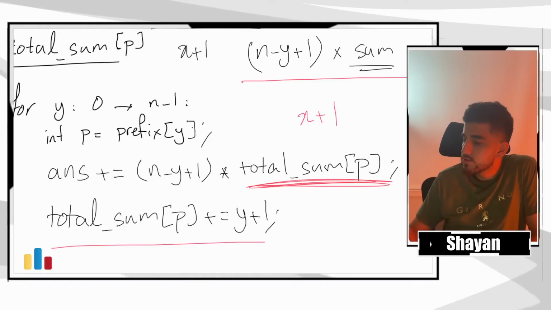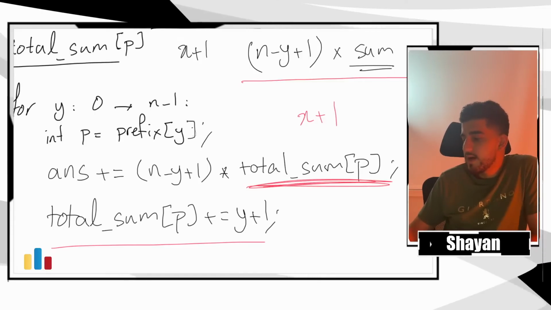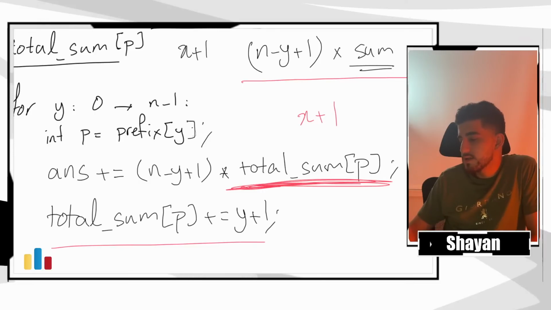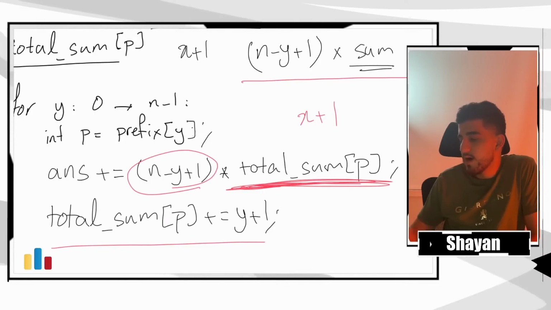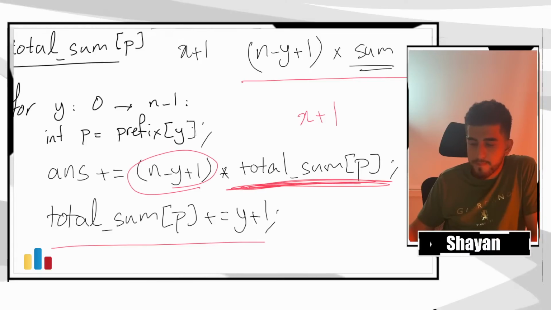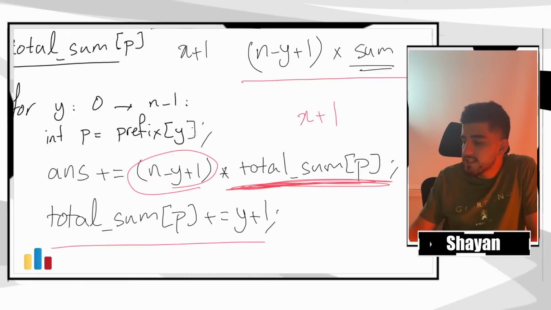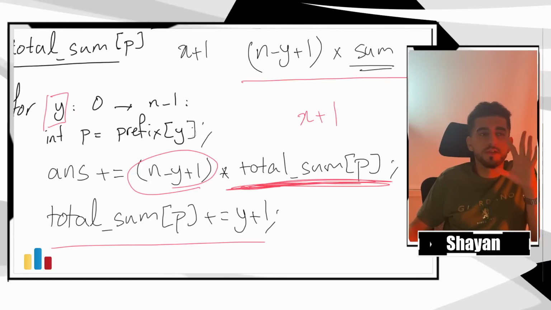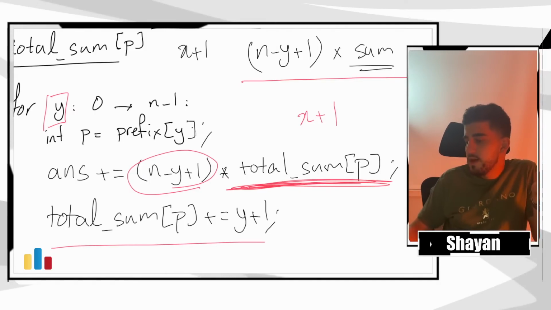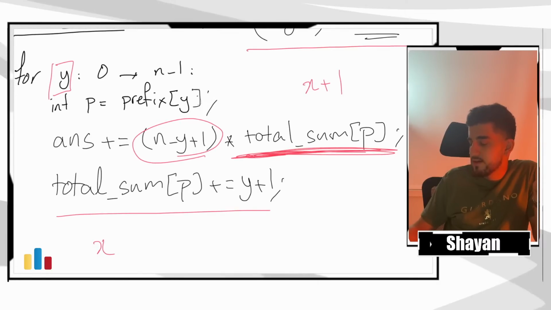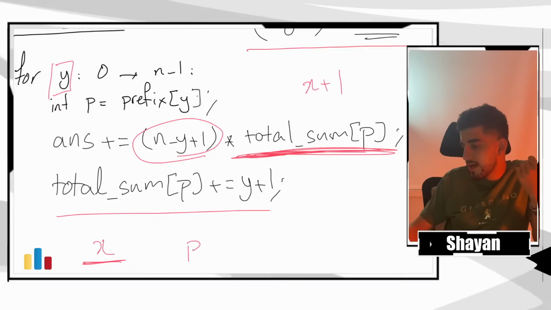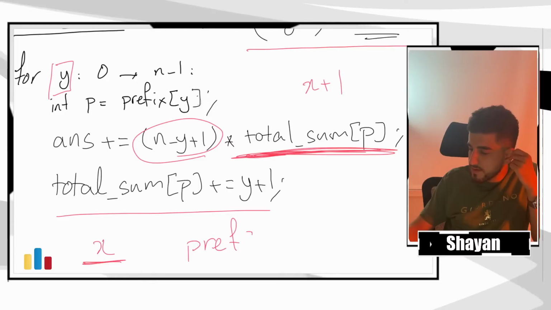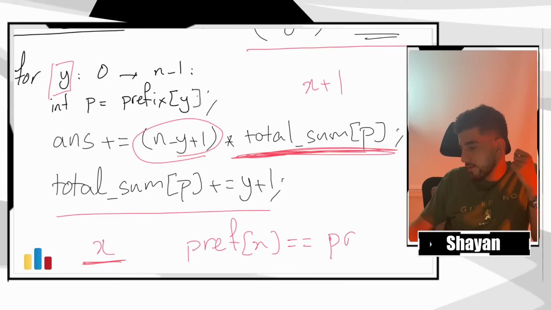So all I can do is to keep this total sum, and when I know this total sum, I can just multiply this by n minus y plus 1, and then I will update this value of total sum. Yes, exactly. For each y, now my for loop is only on y. I only have a for loop on y, and I calculate all the good x's, l's, and r's for this y. A good x is something that comes before y, and the prefix sum of x is equal to the prefix sum of y.